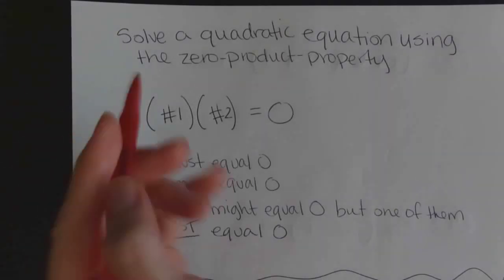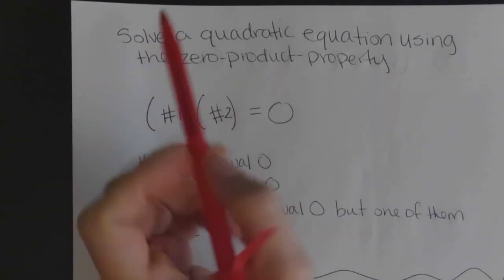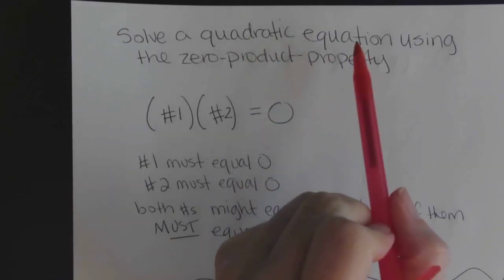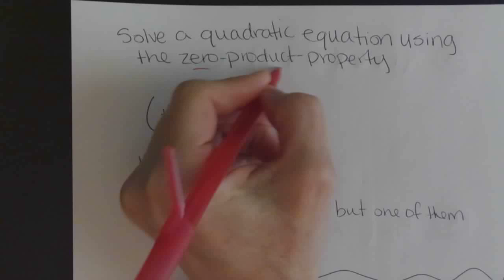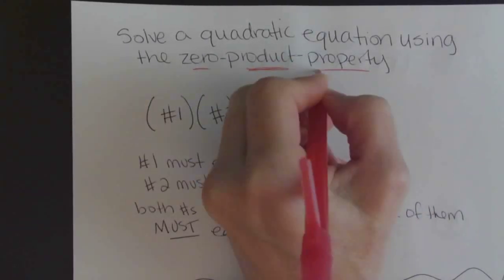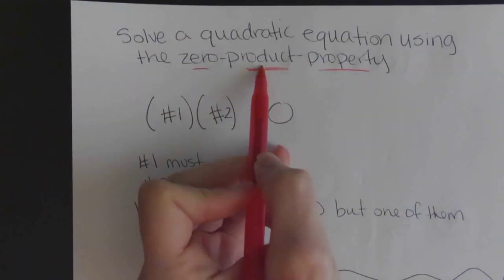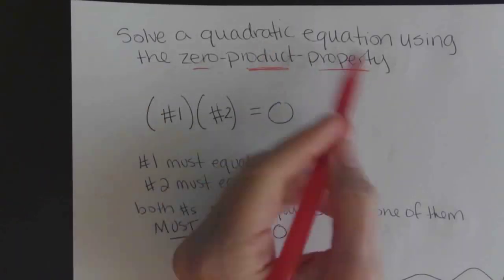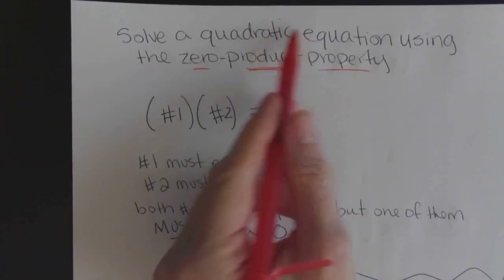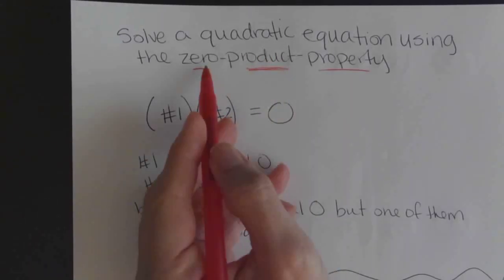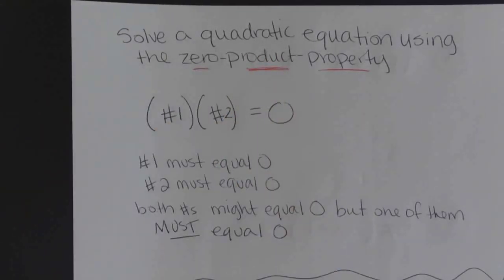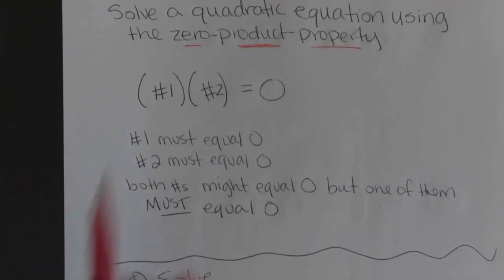Hi everyone, and welcome to our video, which is titled Solve a Quadratic Equation Using the Zero Product Property. And remember, product means multiplication, so this property has something to do with quadratic equations, which we've been studying, and multiplying and zero. So check it out. This is what it says.